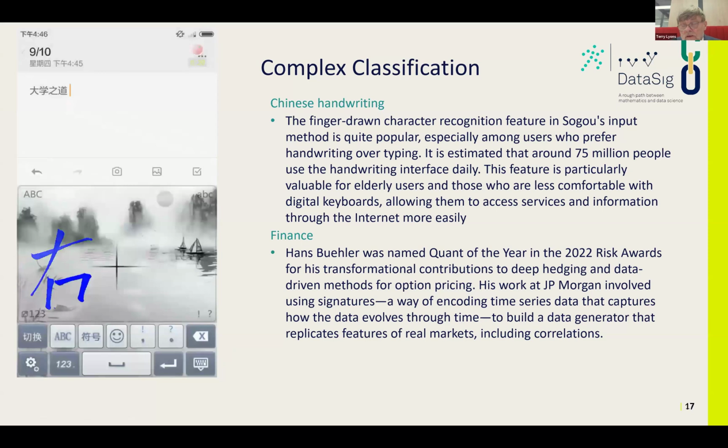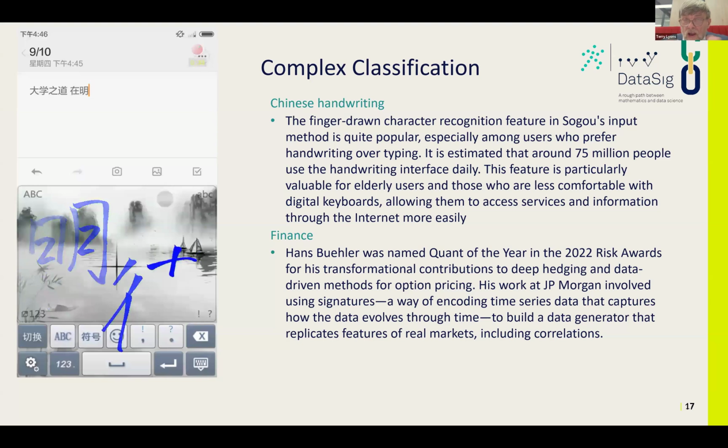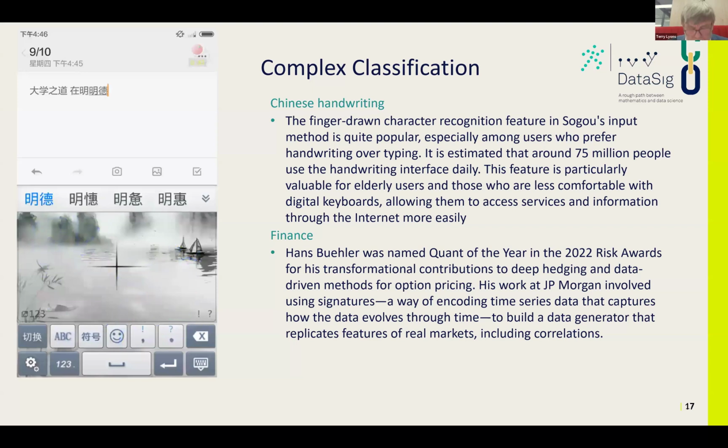The Chinese handwriting is, I don't know if it still is, but certainly at one point was used by about 75 million people every day. And actually, the key point was that the signature allowed you to give a local feature set that gave you the context of what was going on in the neighborhood. And that seems to be key.